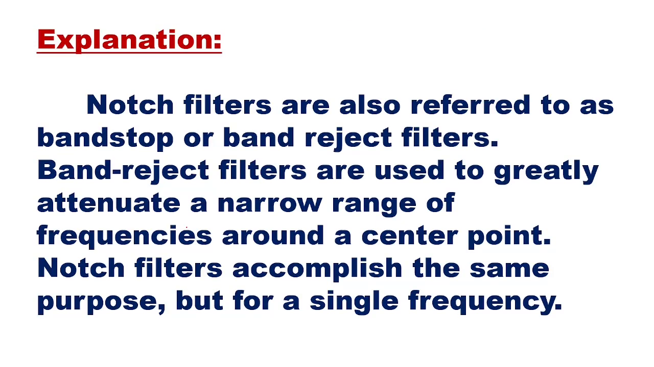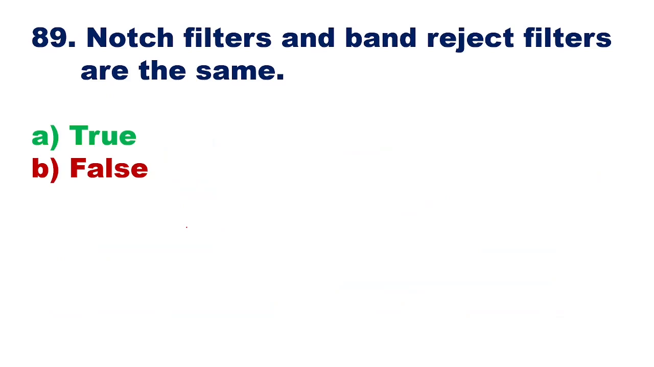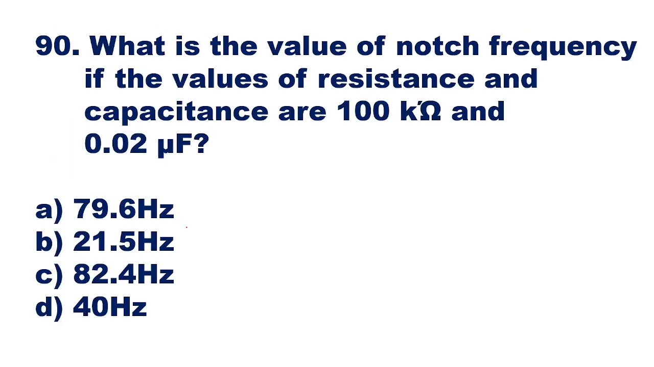So here we can have an explanation for that. Notch filters are also referred to as band stop or band reject filters. Band reject filters are used to greatly attenuate a narrow range of frequencies around a center point. Notch filters accomplish the same purpose but for a single frequency. Therefore, notch filters and band reject filters have the same characteristics. So option A is correct, because notch filters and band reject filters behave the same. So option A, this statement is true. Then we'll go to the next question, question number 90.